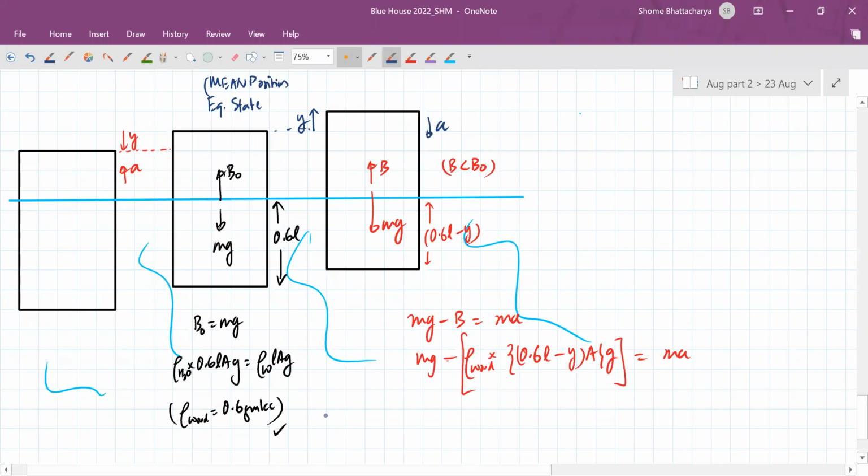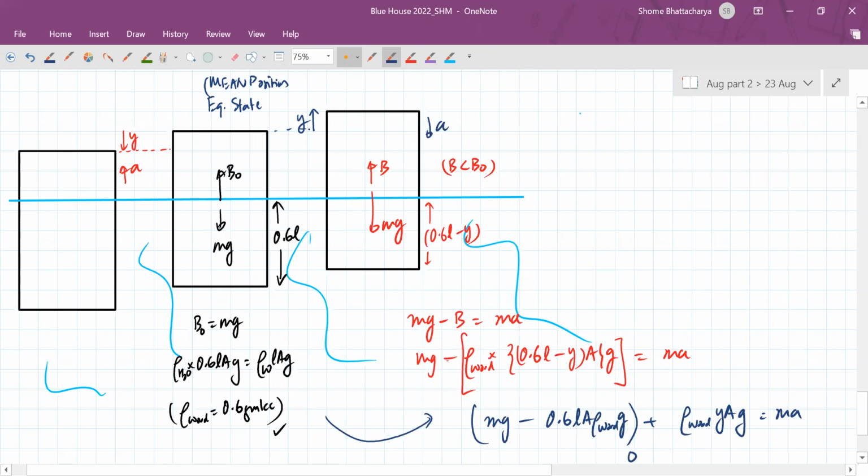Now compare these two equations and you can see that this factor will cancel out and we are left with this factor. So this whole factor will become 0 when you compare with this equation.